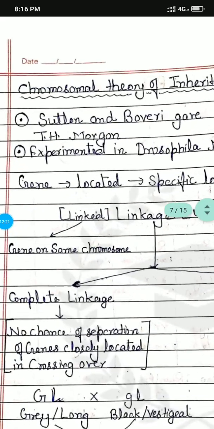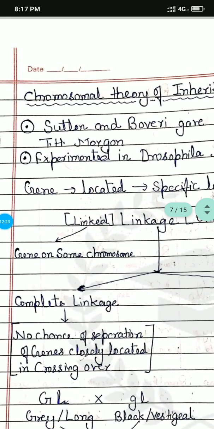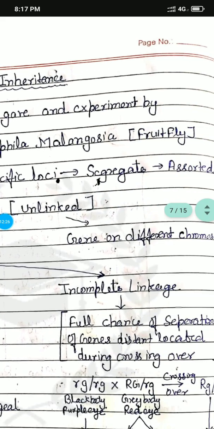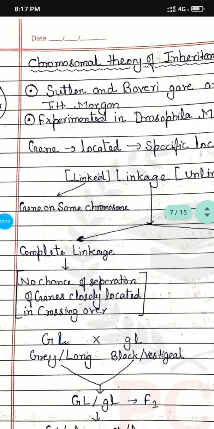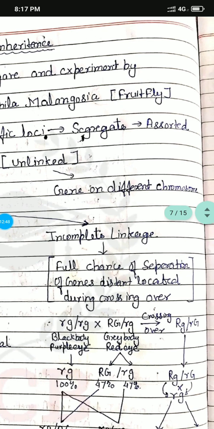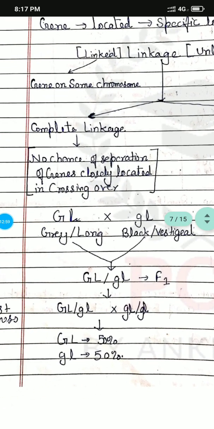Linkage is of two types. One is the linked gene, another is the unlinked gene. Linked genes are present on the same chromosome, and unlinked genes are on different chromosomes. But linkage is also of two types. One is complete linkage. In complete linkage there is no chance of separation of genes. They are very closely related to each other, and crossing over will not separate the genes. But in incomplete linkage, there is a full chance of separation of the genes. They are located distantly, and during crossing over, they are going to change.